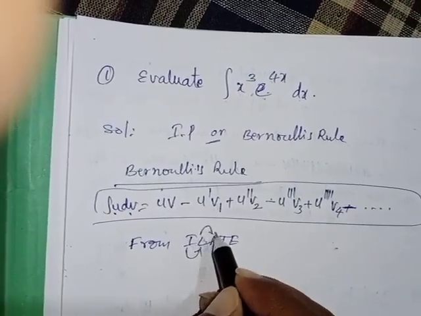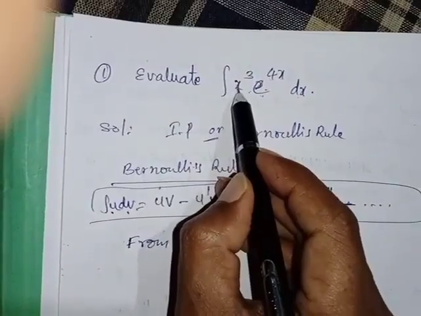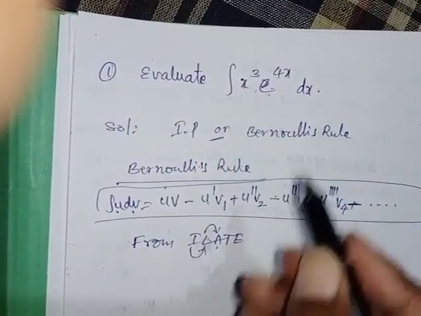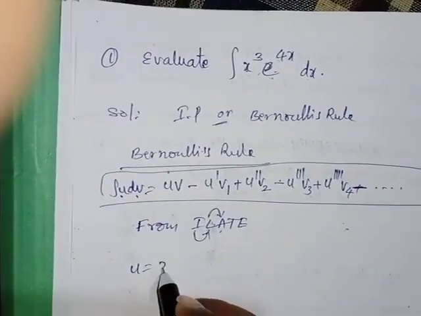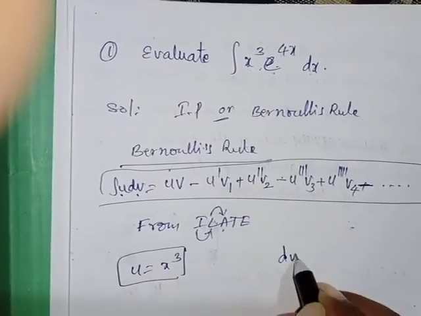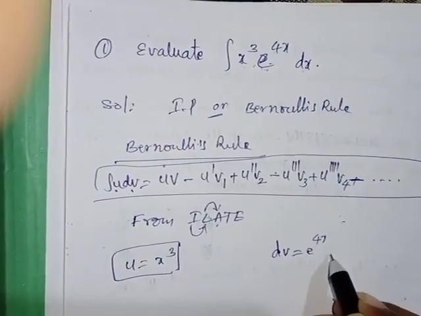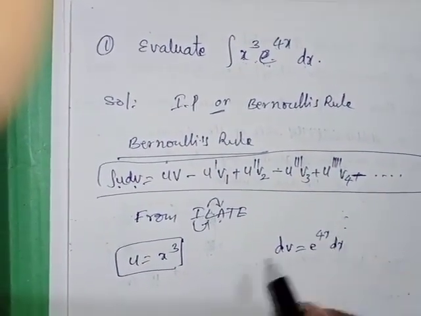Now move to the next letter, that is A. A means algebraic function. Yes, here we have x cube as the algebraic function. That is the u value. u is equal to x cube. The next, automatically dv is the second value, that is e power 4x into dx.